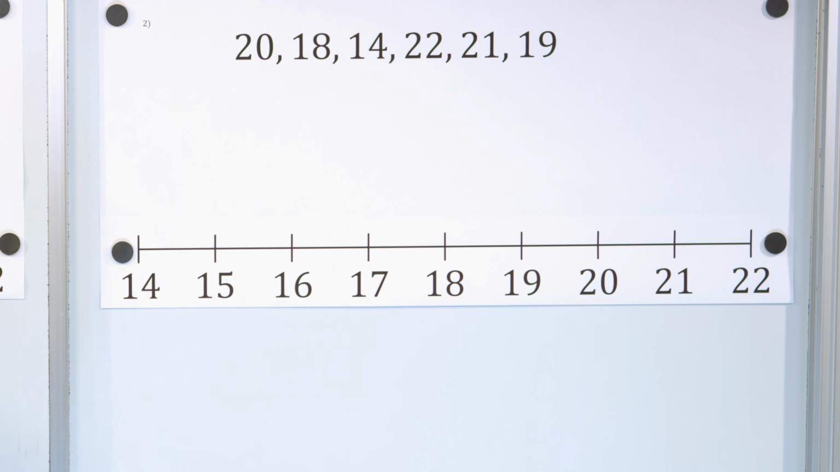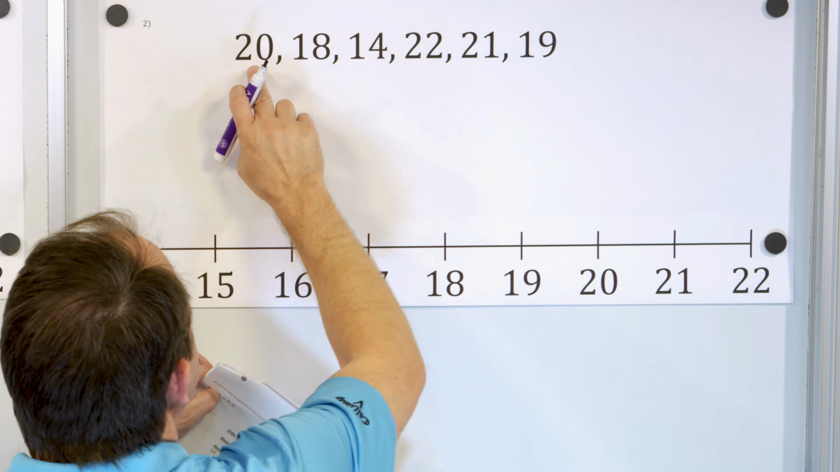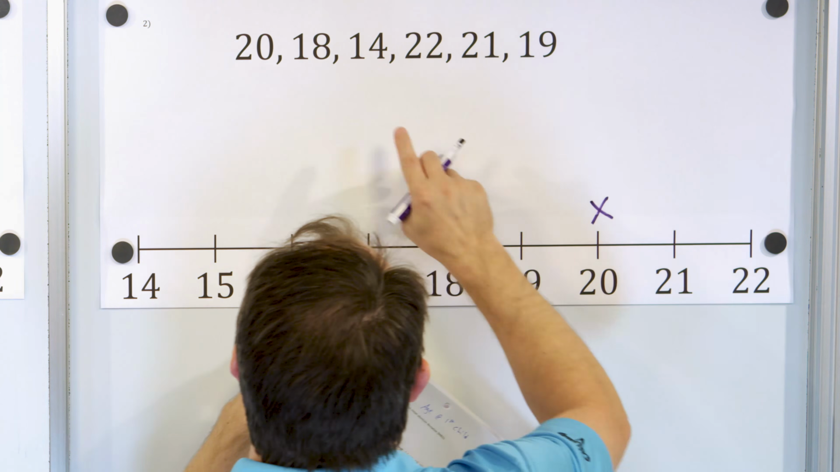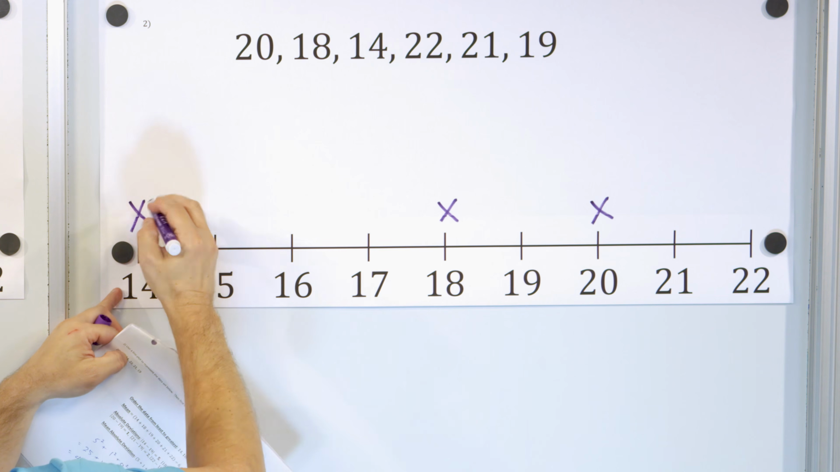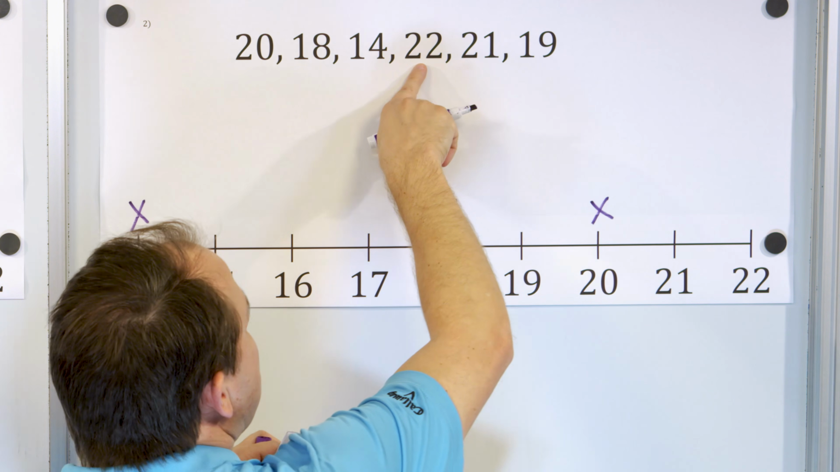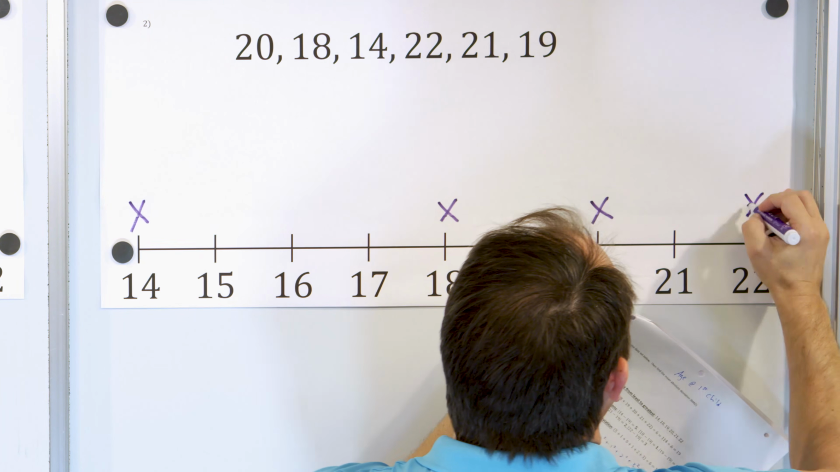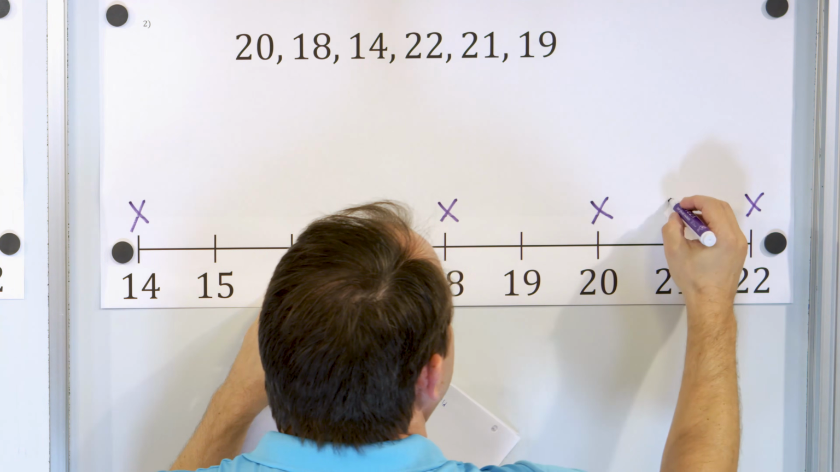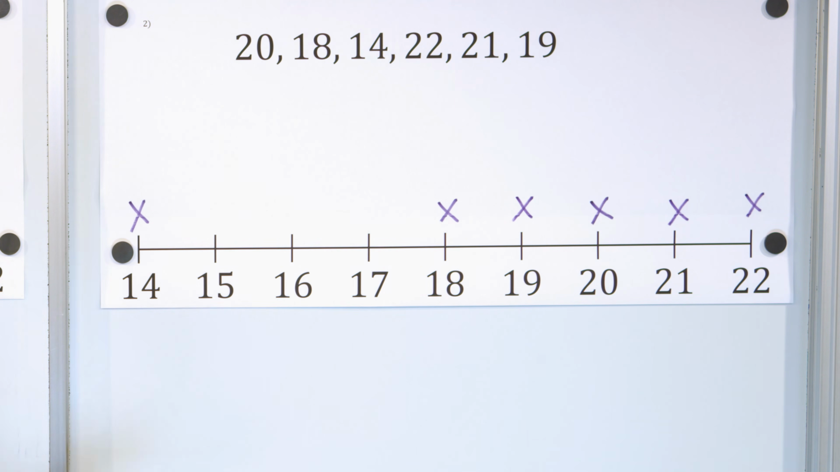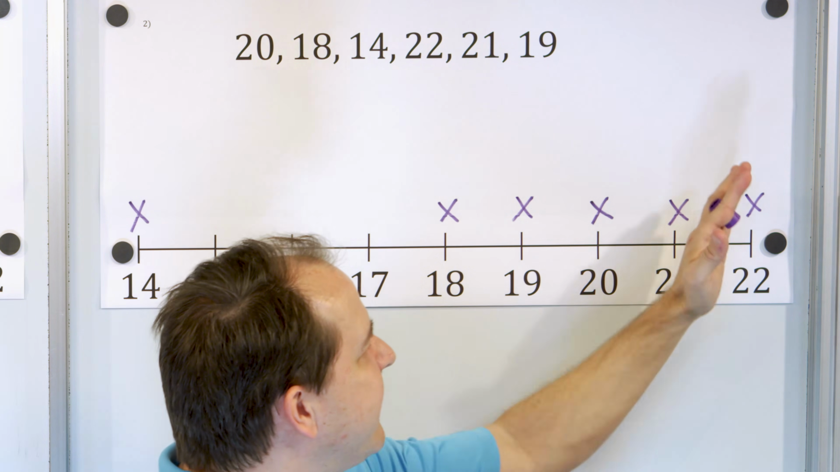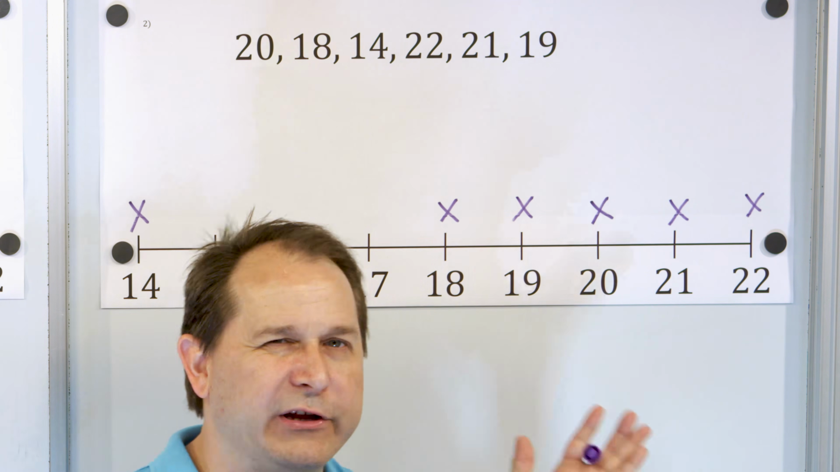So let's first of all see what this data actually looks like. One 20-year-old had their first child. One 18-year-old had their first child. One 14-year-old, again, extreme outlier having their first child. One 22-year-old had their first child. A 21-year-old had their first child, and then finally a 19-year-old had the first child. So I think you can see from this data that most of the data that we've collected are way over here having their first child.